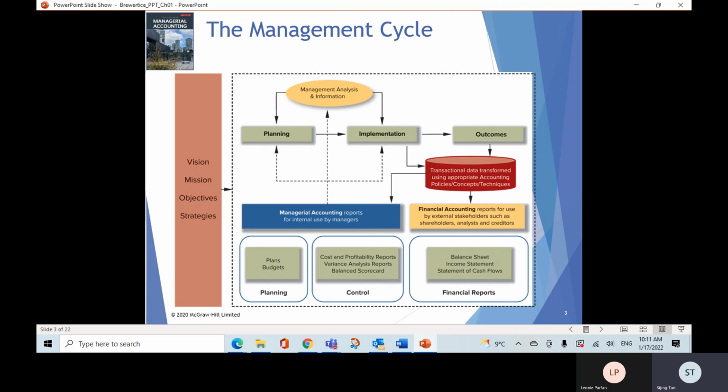Now, the first part describes the management cycle and the need for managerial accounting information. We can see that the cycle is shown in our textbook. It shows the flow of management activities. Managers carry out 3 main activities: planning, implementation, and control. After we finish reading the book, we are supposed to try to identify the situations where managers might carry out each of these activities.